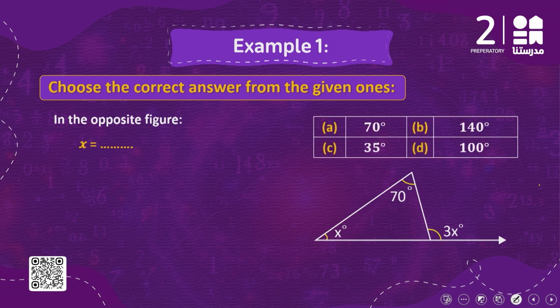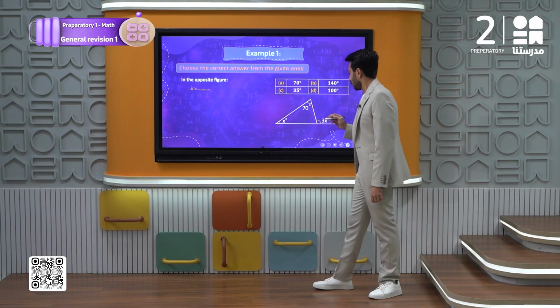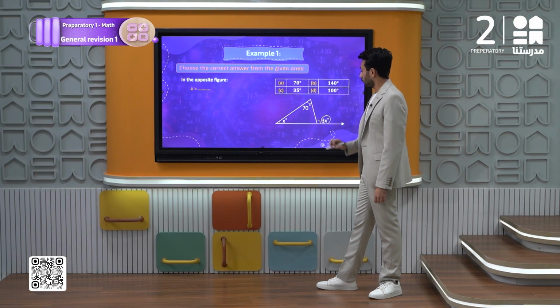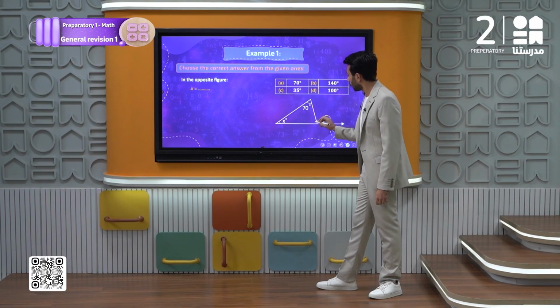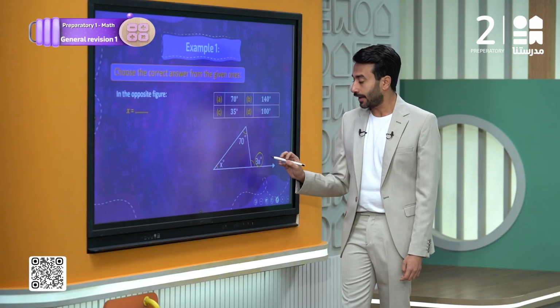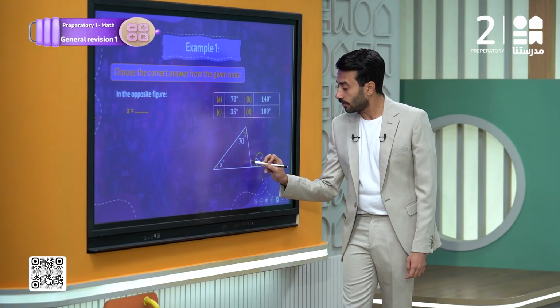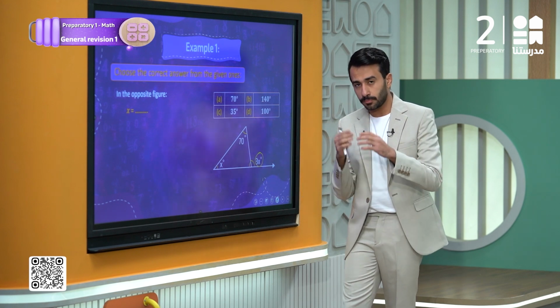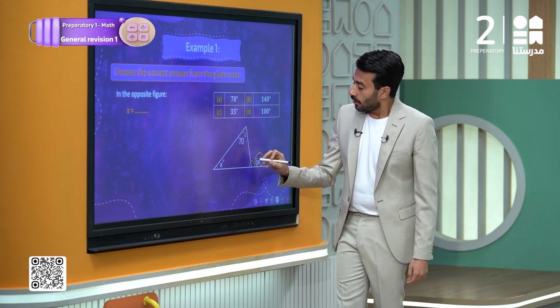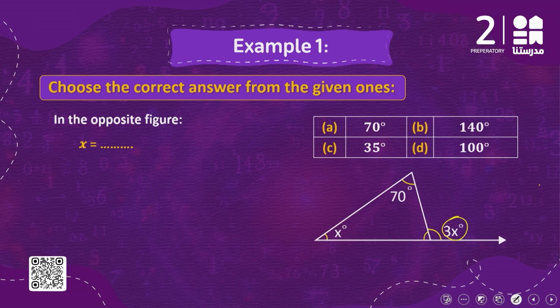This is for geometry for sure. Choose the correct answer from the given ones. In the opposite figure, here we have this triangle with this ray. Find x. Can you remember when you have an exterior angle, this is equal to the sum of the opposite two interior angles. Again, this is an exterior angle. This is the adjacent interior, adjacent which means the nearest one to it. So this exterior equals the sum of the opposite. We just leave this adjacent, we just need the sum of these two opposite angles.